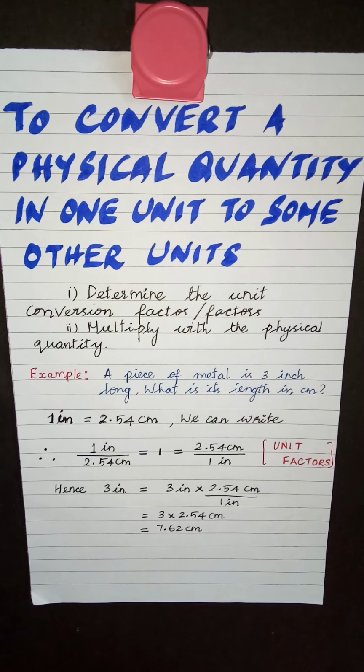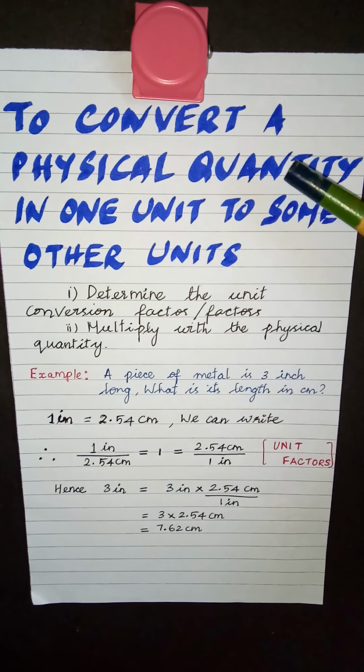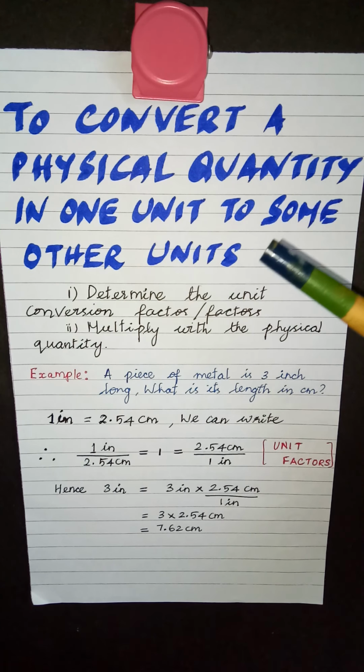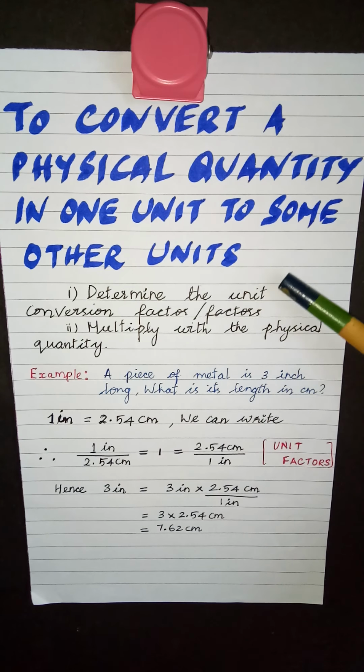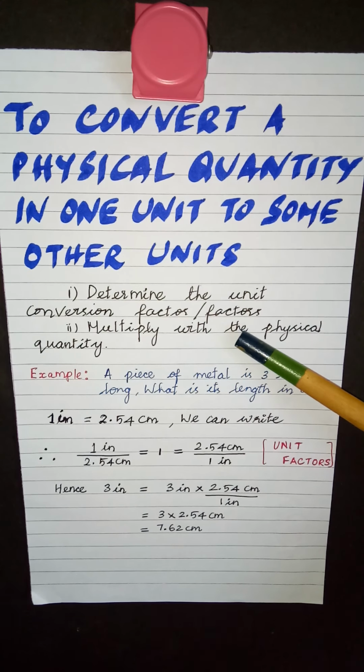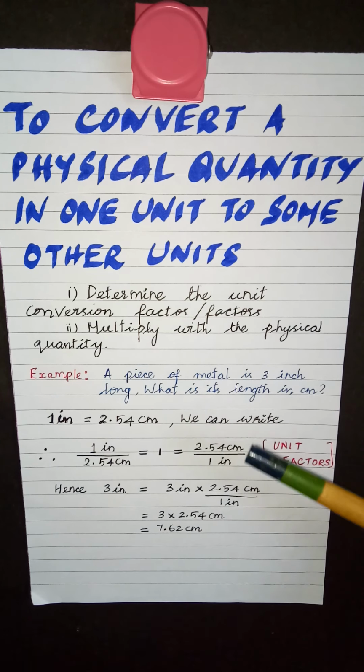In order to convert a physical quantity in one unit to some other unit, you can take any physical quantity. If it is in one unit and you want to convert it into another unit, you have to follow these two steps. First one, determine the unit conversion factor or factors, multiply with the given physical quantity. Now I will explain these two steps with an example.